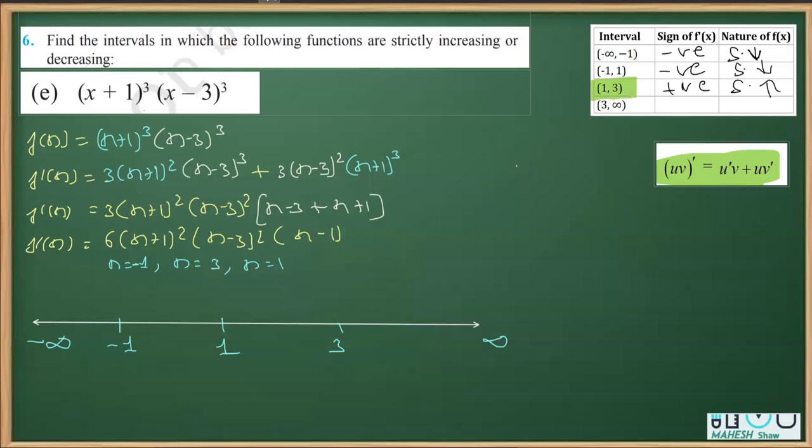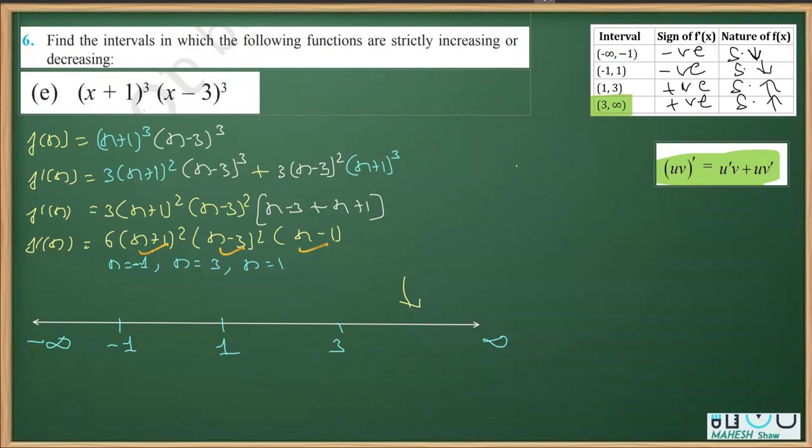Further, for the last interval, that is from 3 to infinity, if I plug in x as 4, we are going to get this as positive. A square number is always positive, that's the reason. And this is 4 minus 1, which is 3, which is again positive. So the overall sign of f dash x is positive, so it is again increasing here.